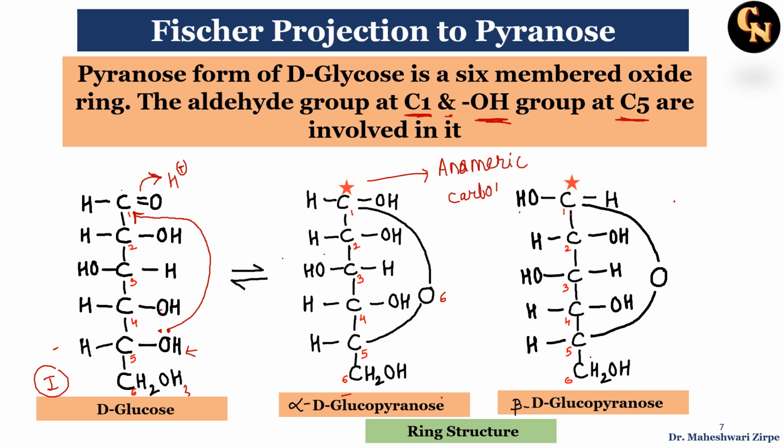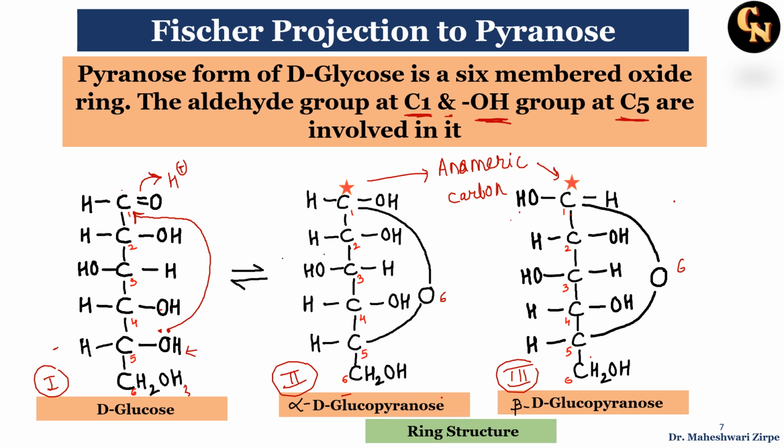Both are anomeric carbons. Then you might see that in both structures there is a 6 carbon chain: 1, 2, 3, 4, 5, and this is the 6th one. Both are the same, but let me say this is the second structure and this is the third structure. In the second structure the OH is shown on the right hand side, whereas in the third structure OH is on the left hand side.